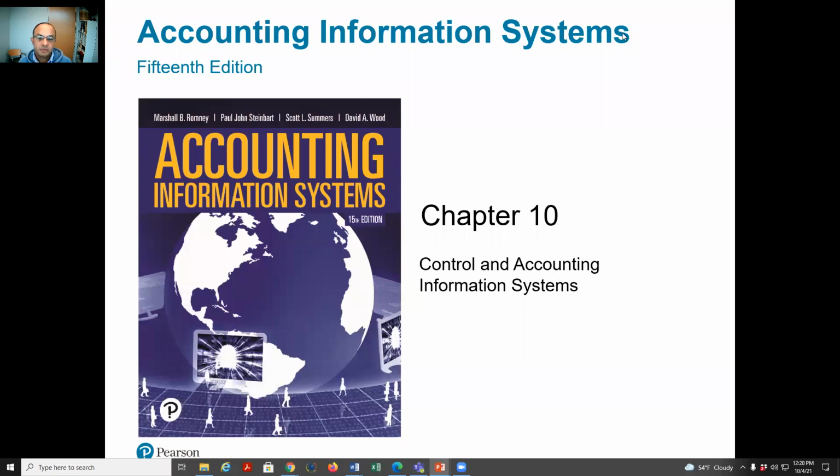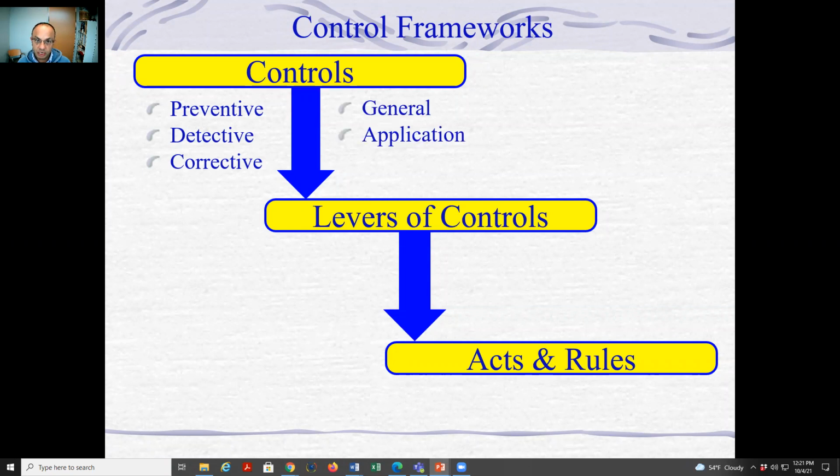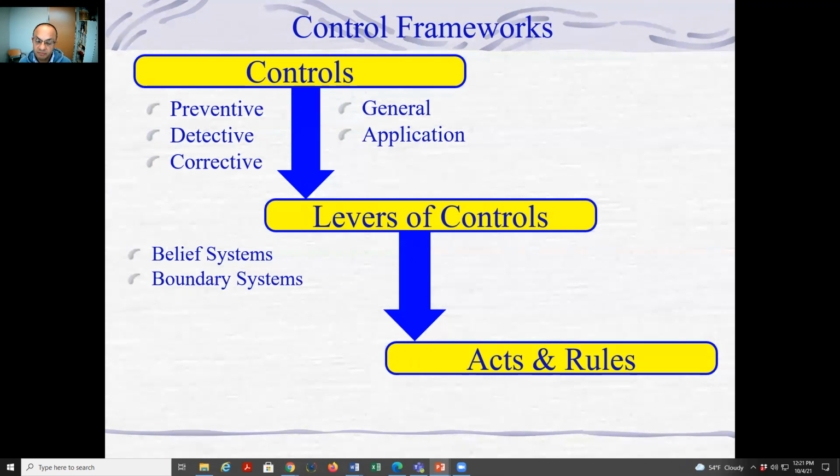Hi there. In this video, I will continue my presentation for the database controls. If you remember, in the previous video, we talked about the different types of controls, which we classified into preventive, detective, and corrective. On the other hand, we classified the environment of controls into general and application. General relates to the whole environment, application relates to the transactions themselves.